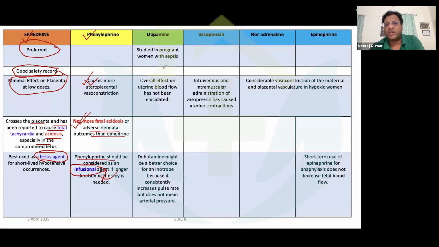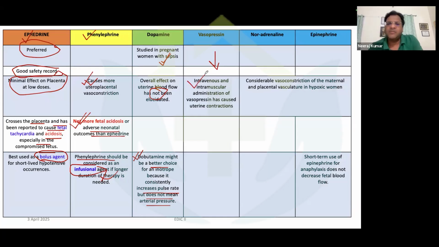Now coming to dopamine, they have studied it in a few sepsis patients. An overall effect on the uterine blood vessels has not been found, and dobutamine is a better choice of inotrope, especially if the patient has some form of cardiac issue. Okay, why? Because it doesn't increase the pulse rate and it doesn't affect your mean arterial pressure. Now coming to vasopressin, what will be the answer?